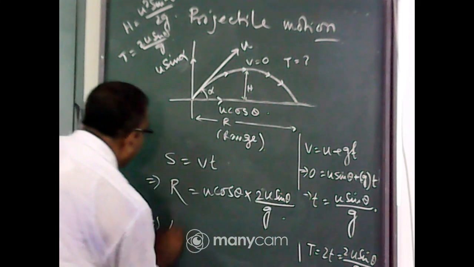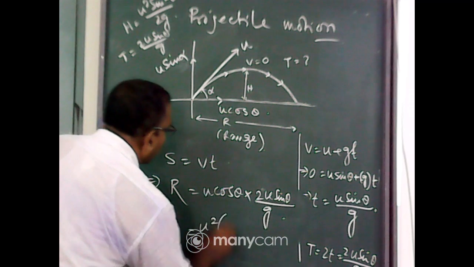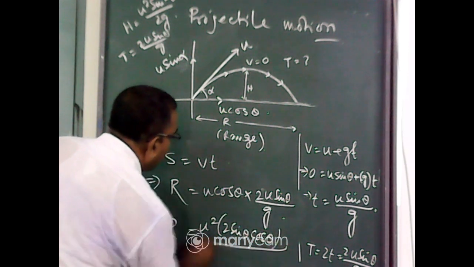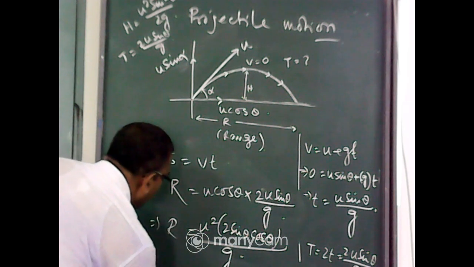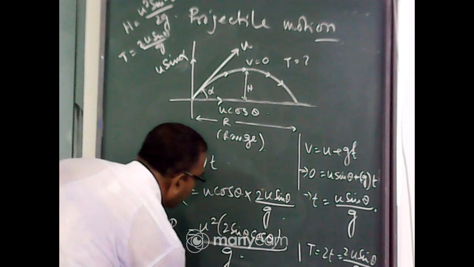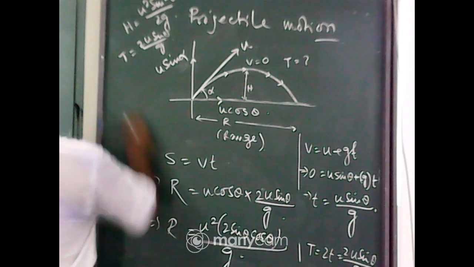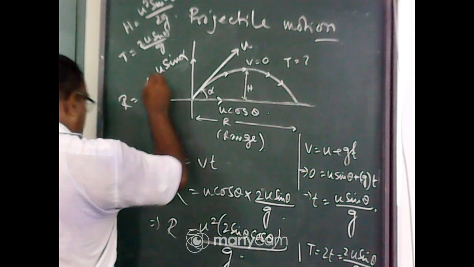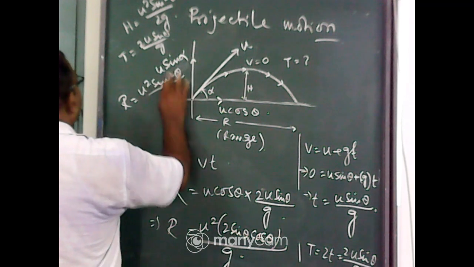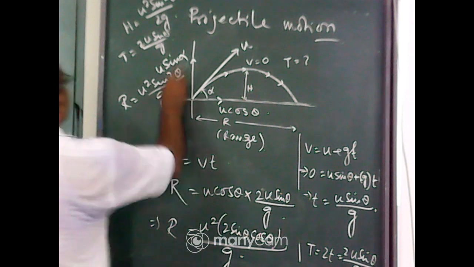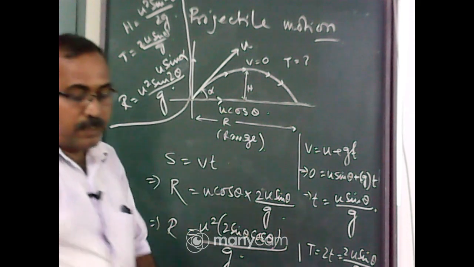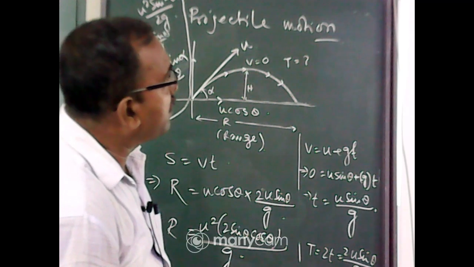So you write here u square 2 sin theta cos theta by g, that is equal to u square sin 2 theta by g. So my dear student, you check it: u square sin 2 theta by g. Those are the formulas for projectile motion.